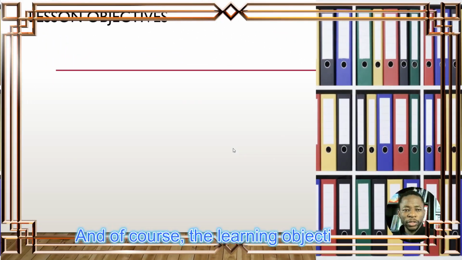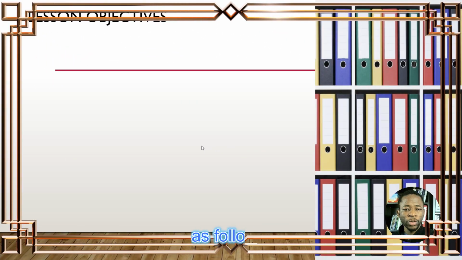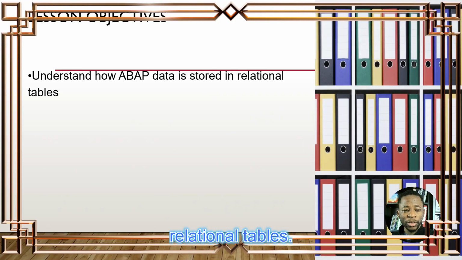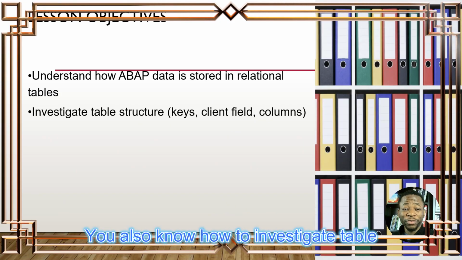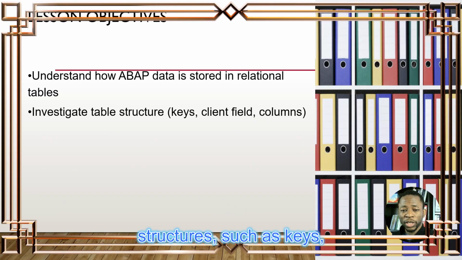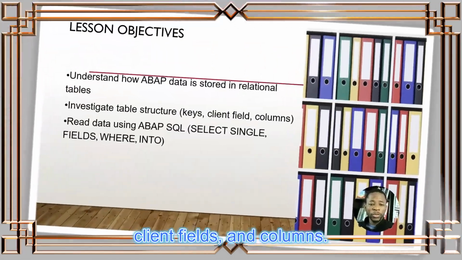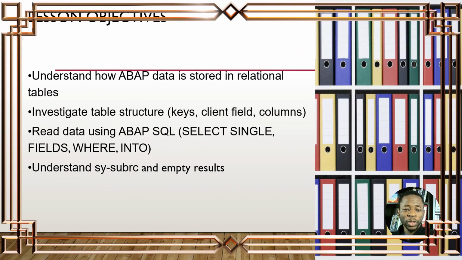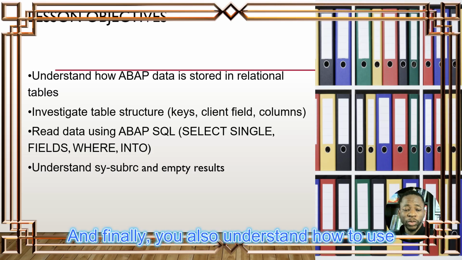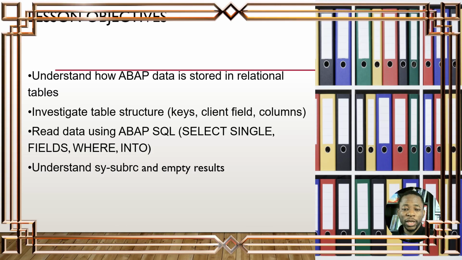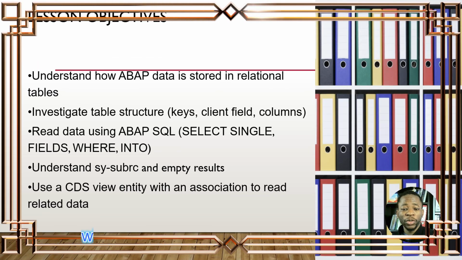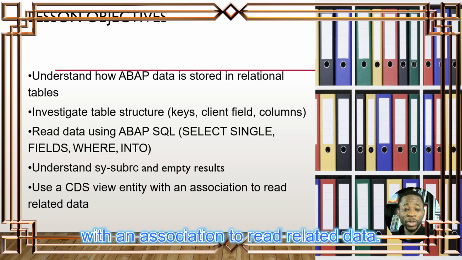And of course, the learning objectives are as follows. You understand how ABAP data is stored in relational tables. You also know how to investigate table structures such as keys, client fields, and columns. You also know how to read data using ABAP SQL. And finally, you also understand how to use sy-subrc and how to work with empty results. You are going to know how to use a CDS view entity with an association to read related data.